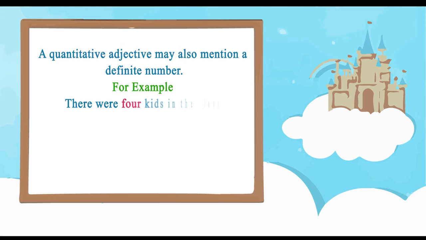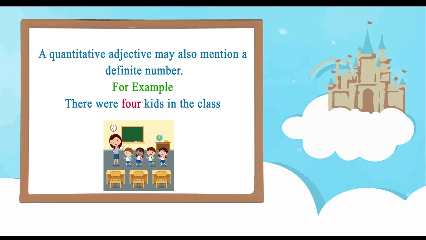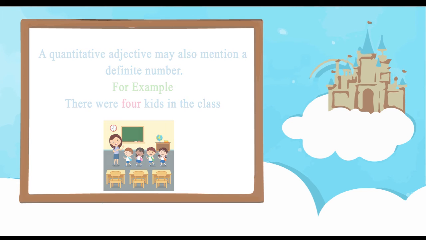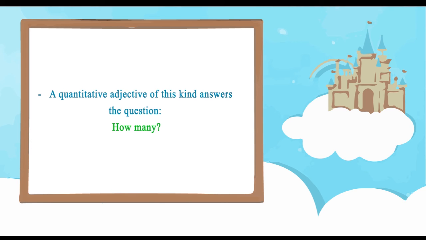A quantitative adjective may also mention a definite number. For example, there are 4 kids in the class. A quantitative adjective of this kind answers the question, how many?